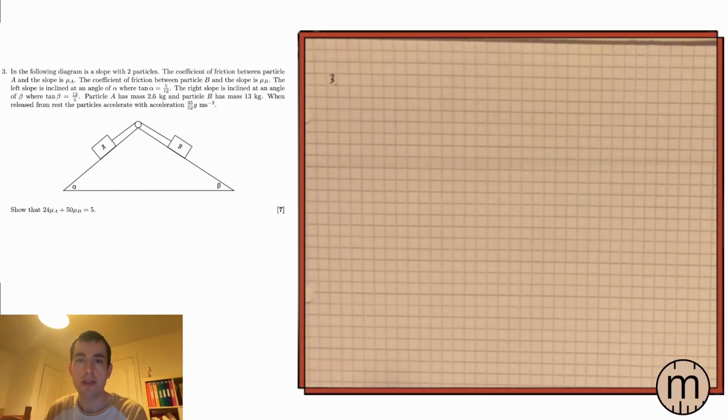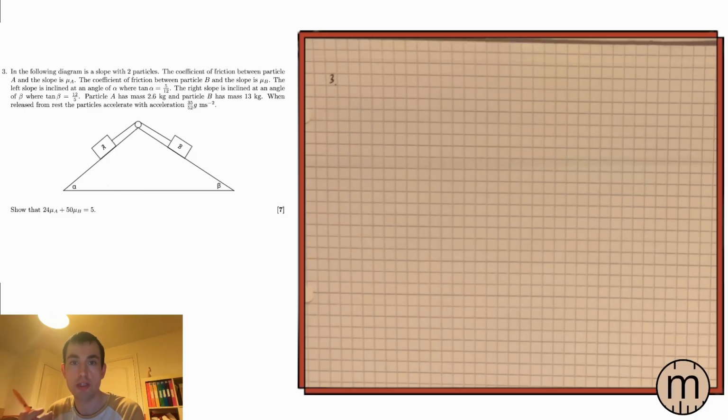In question 3, it's not another projectiles question, it's a slope question. We've got two particles which look suspiciously like boxes, and they're on two slopes of a triangle. We've got a coefficient of friction on the left, which is called mu A, and a coefficient of friction on the right, which is called mu B. On the left, we've got alpha, where tan of alpha is equal to 5 over 12. Can't quite read that. And on the right, we've got tan of beta, where beta is 12 over 5.